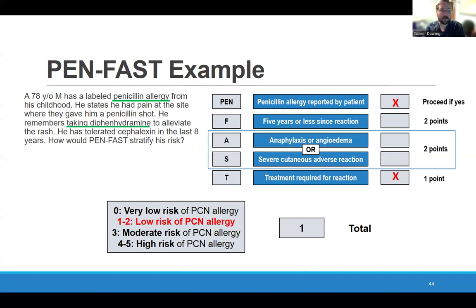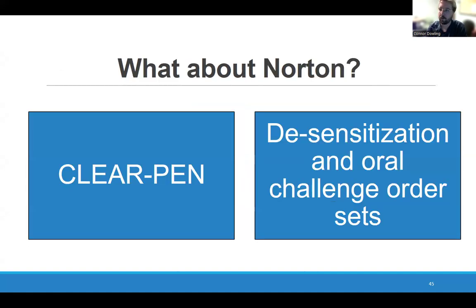But now that I've mentioned a couple times that this is what's done elsewhere, what do we do here at Norton? What is our policy here? What we do here at Norton is actually going to be our Clear Pen protocol. So this is going to be looking to use desensitization and oral challenge order sets as well. So beyond our Clear Pen, we can also use some order sets that we'll talk about in a little bit. But primarily for right now, we're just going to be talking about Clear Pen.